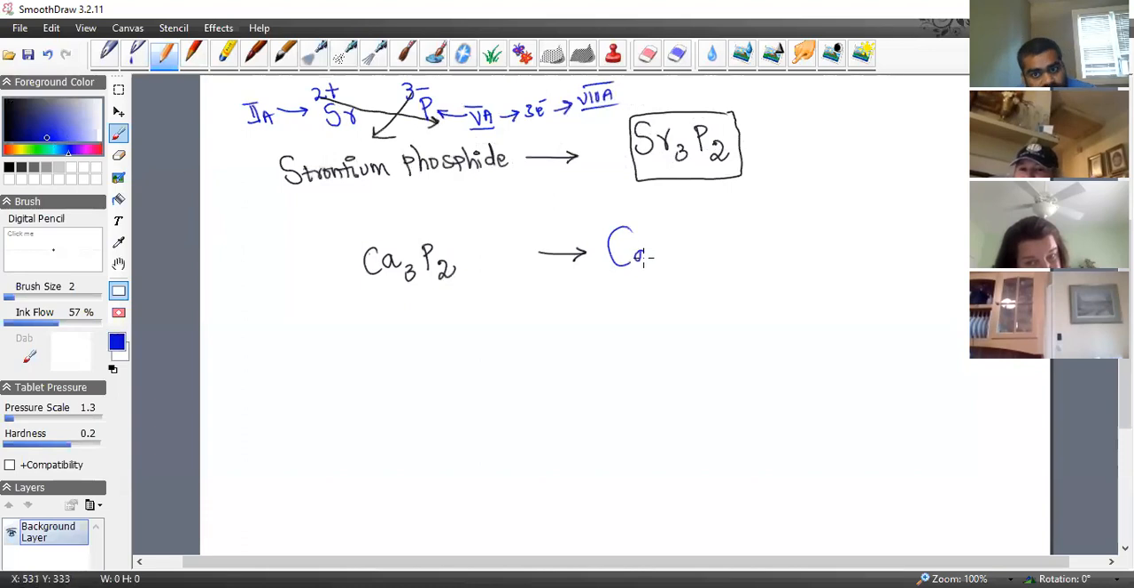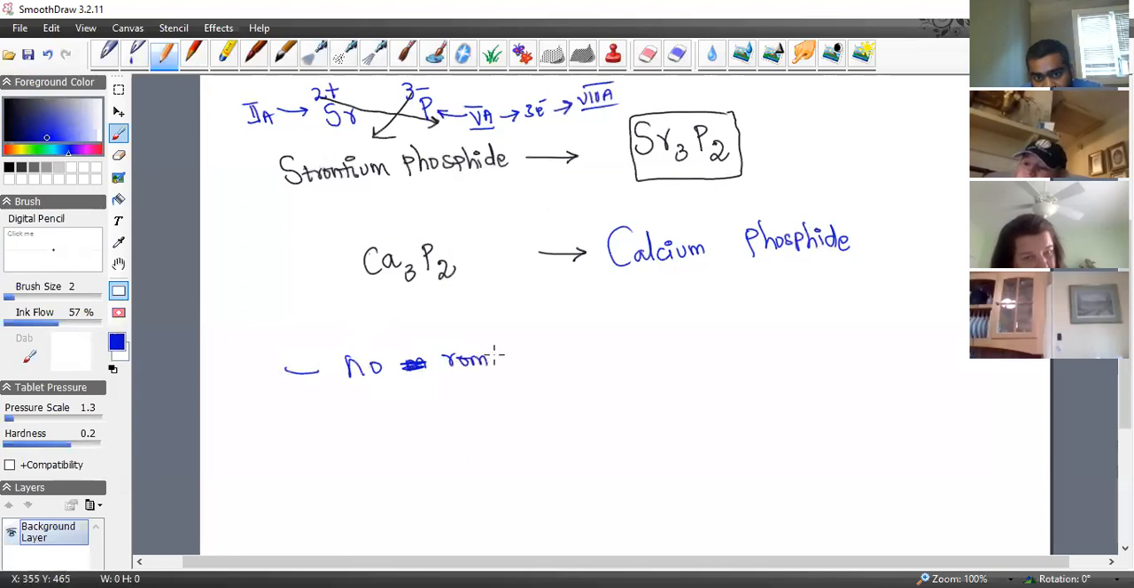Calcium 2 phosphide. Nope. No Roman numerals for alkali metals and alkaline earth metals. Okay. That's why I tested this right away, because your brain is now coded with that Roman numeral philosophy. You would apply it. That's why I taught this right away. No Roman numerals for group 1A and 2A elements.